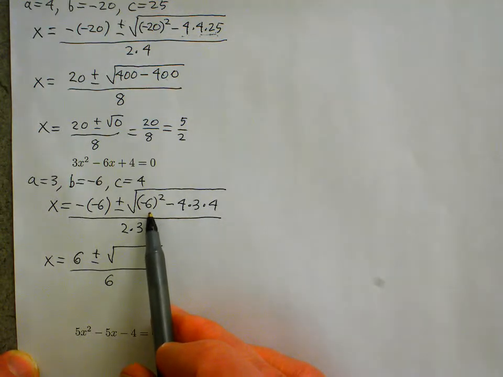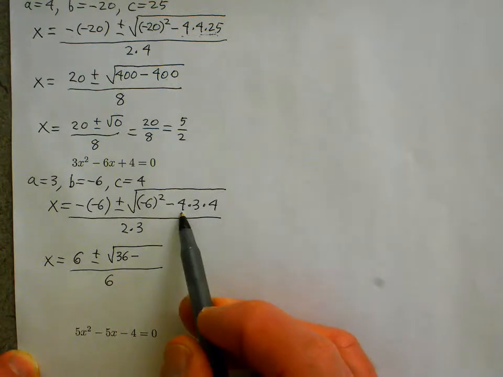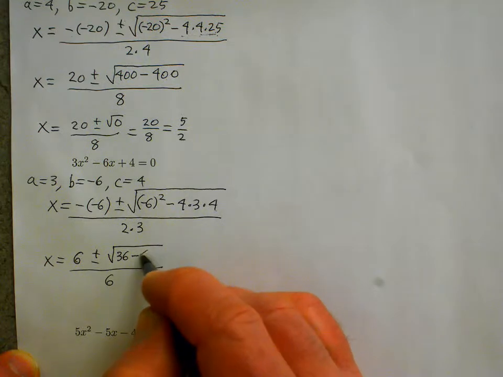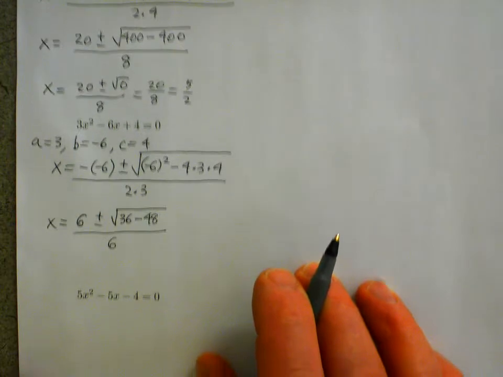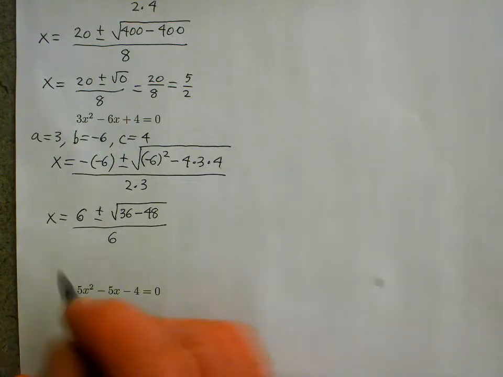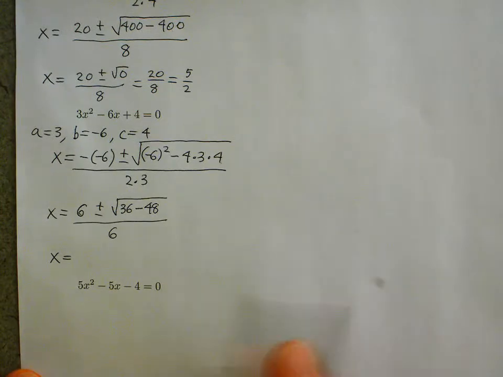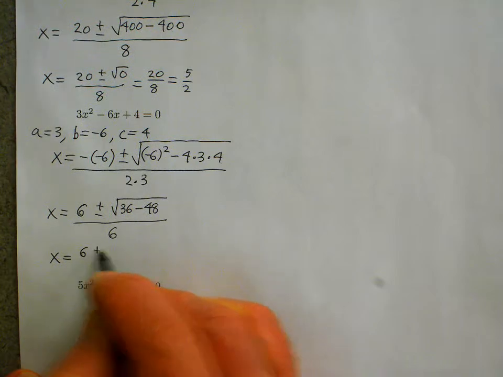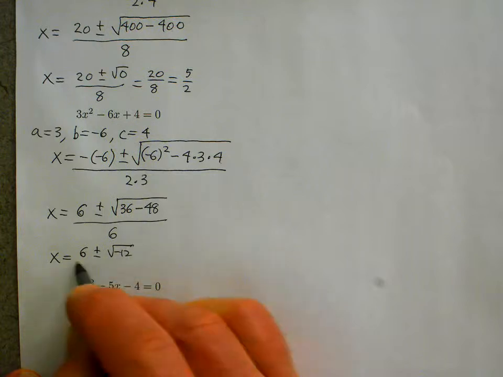Inside the square root, the number negative 6 squared is 36. And we're subtracting 4 times 3 times 4, which is 12 times 4, or minus 48. So we have another negative discriminant. So that means the solutions are non-real numbers, non-real complex numbers. 6 plus and minus the square root of negative 12, all divided by 6.